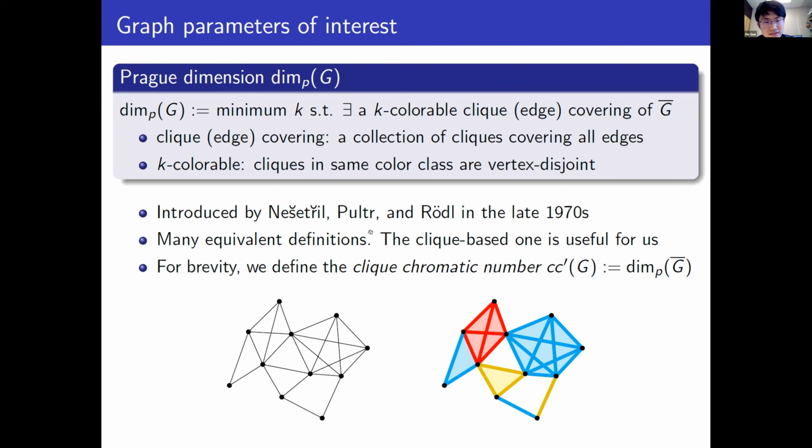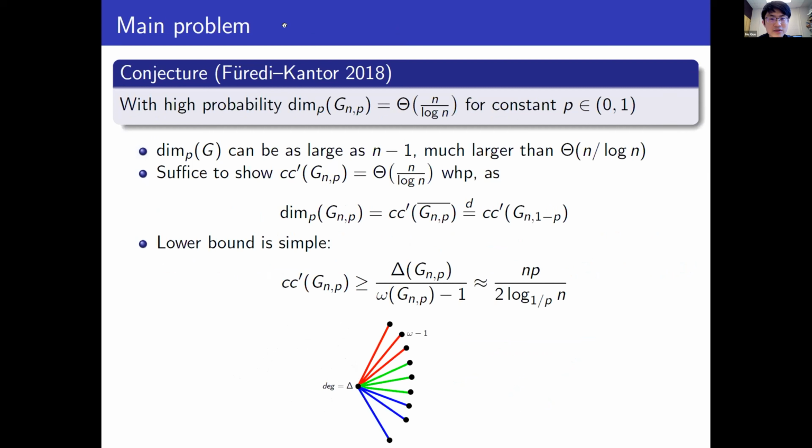Okay, then that is the main problem we will talk about. That is a conjecture by Füredi and Kantor. They conjecture that with high probability, the Prague dimension of the random graph G(n,p) has the order of magnitude n over log n for all constant p. We know that when p equals 1/2, the random graph G(n,1/2) just takes all the n-vertex graphs uniformly at random. So they conjecture that almost all n-vertex graphs have Prague dimension roughly this. And because the Prague dimension of some graphs can be as large as n-1, their conjecture says that that is a rare case and should not happen very often.